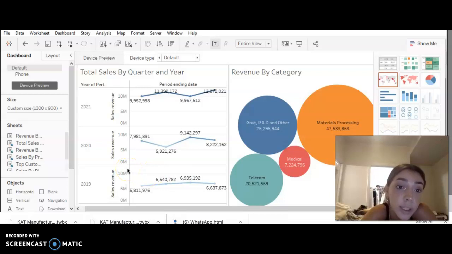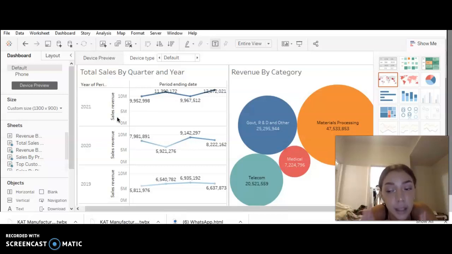Then in 2020, it is a little bit different because it goes from 7,881 down to 5,921,276. Then it goes up again to 9,142,297, and then it goes down one more time to 8,222,162.